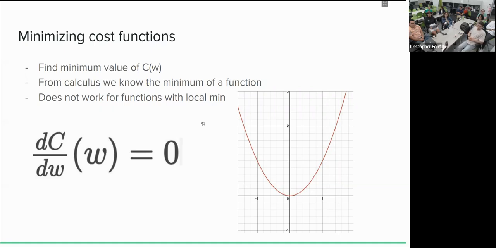So something like this. We might find that the slope is 0 here, but we don't care. We want this one. This still has a very high error, so we want this one. So this derivative idea doesn't always work.